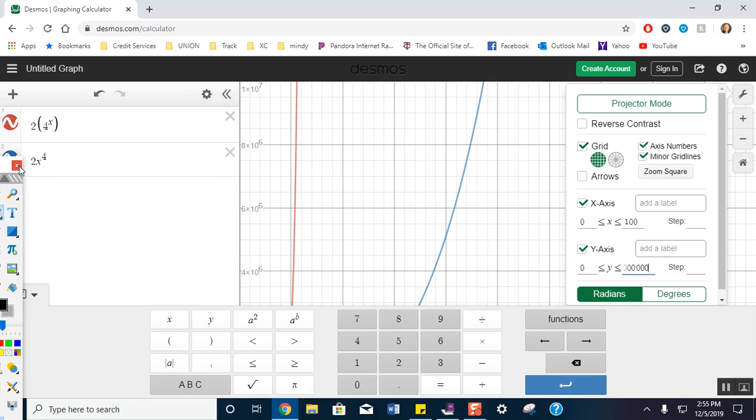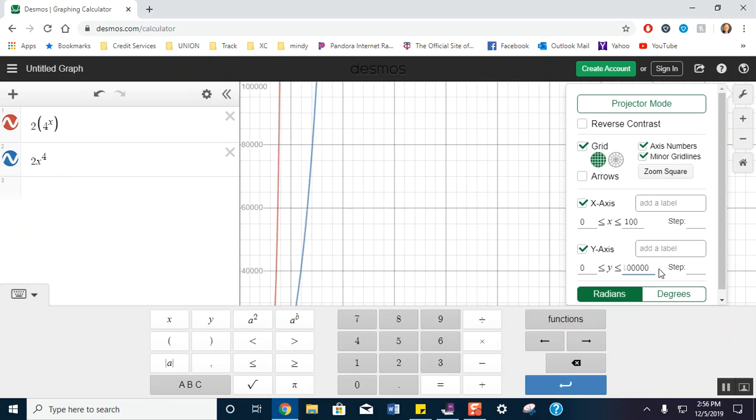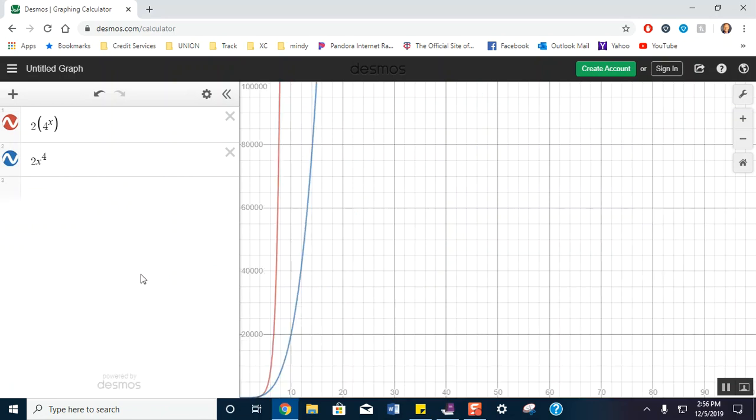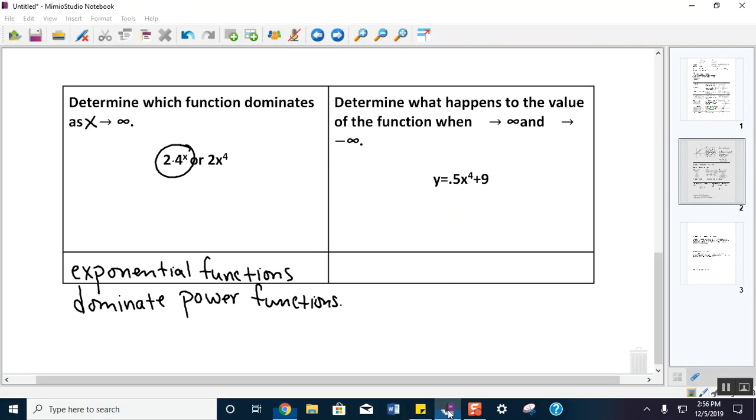So, yeah, it was kind of confusing at first, wasn't it? It's like, wait a minute. Looked like I was lying, but the red one does catch up and dominate right here, right? Eventually. So you might have to play around with windows a little bit to see that over time that's gonna happen. Wow, interesting. If I go back to the notes here then, kids, what type of function is this one that we circled? It's exponential. Exponential will eventually dominate the power function, okay?